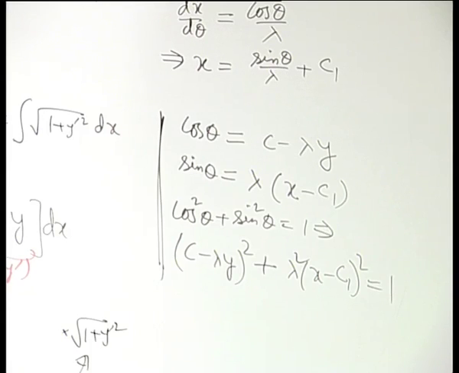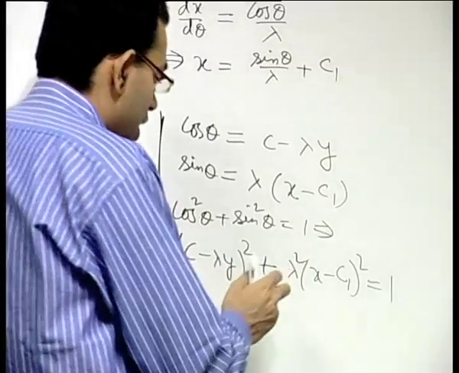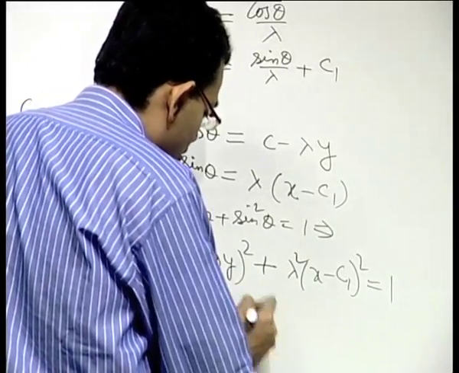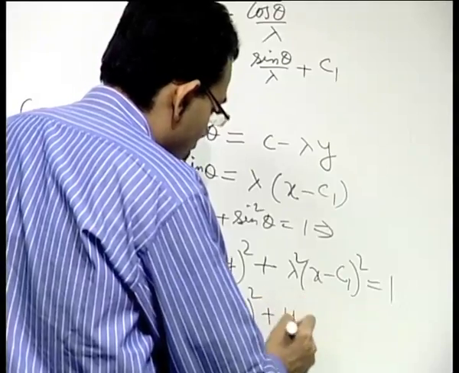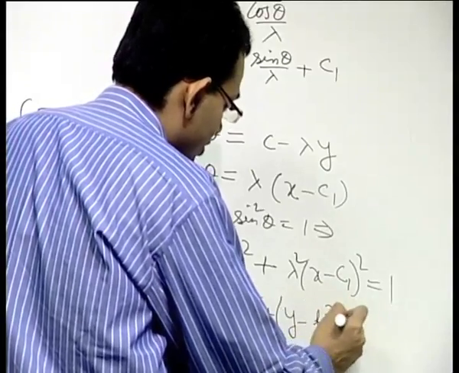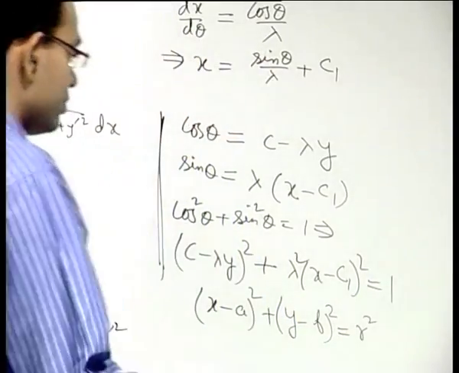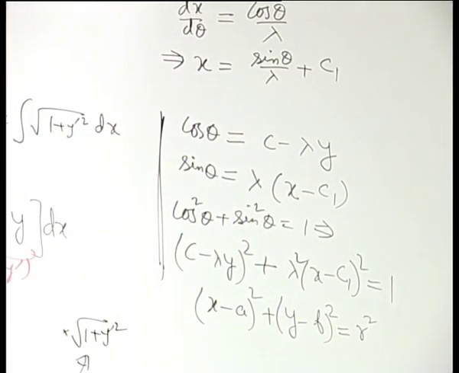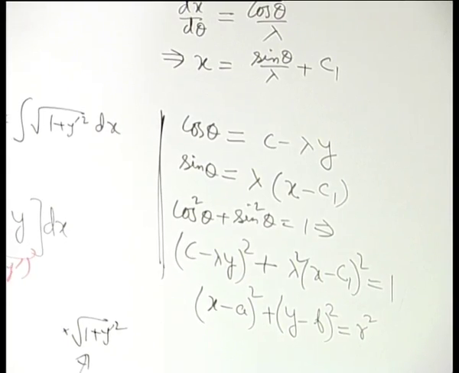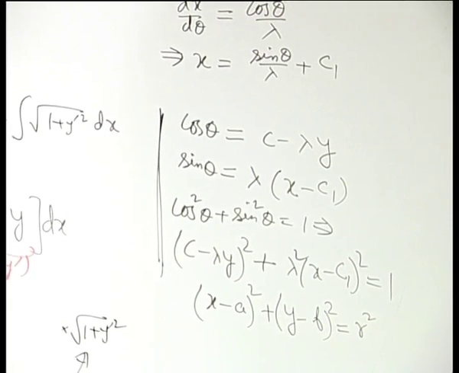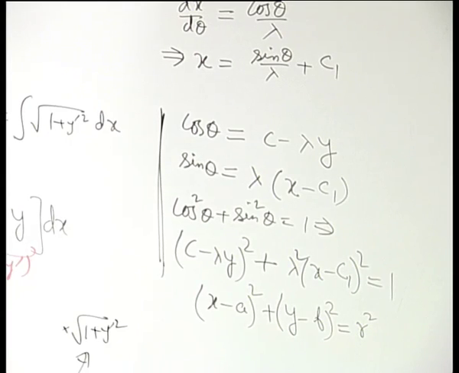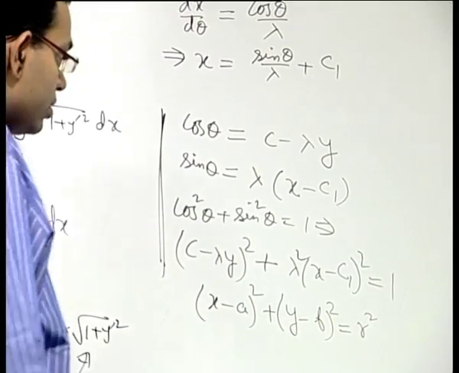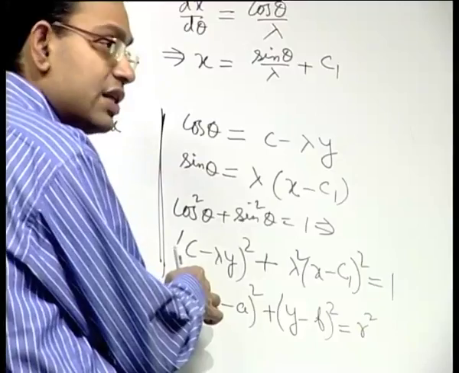So, you can simplify this in a form x minus a whole square plus y minus b whole square is equal to some r square. Is it possible to write it in this way? So, you can absorb this lambda with C.